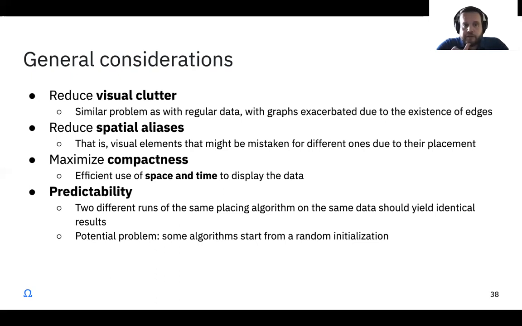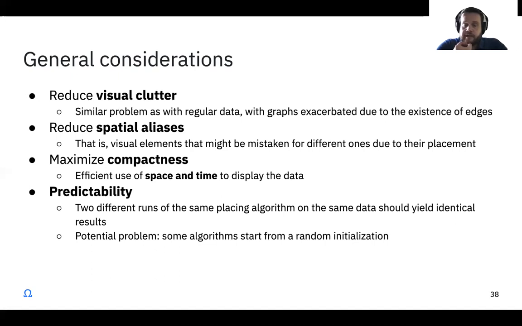We also have to reduce what is called spatial aliases. So those are visual elements, or in this case, nodes or edges, that might be mistaken for different ones due to their placement. So you will confuse nodes because they're close to each other in the visualizations. Then of course, we want to maximize compactness. So we want to use our space and time efficiently to display the data. That's more of a generic InfoVis rule.